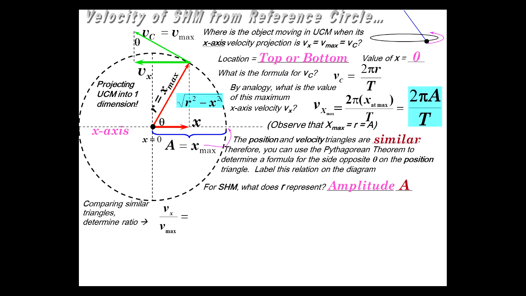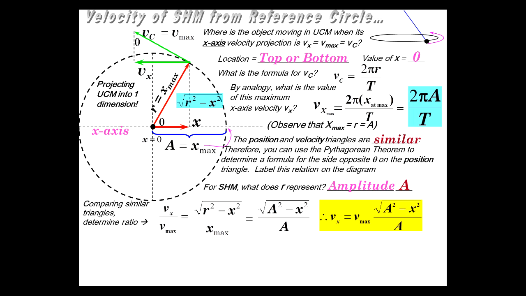Now, let's compare these similar triangles. So I'm going to look at the ratio. Vx right here over V max, the ratio of that is the same as the ratio of these two, okay? So Vx over Vx max is the square root of r squared minus x squared over x max. And you know what x max is? It's a. And so is r. r is equal to a. So we have the square root of a squared minus x squared over a, the amplitude.